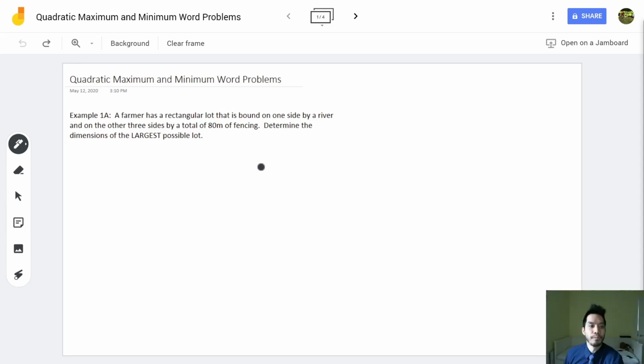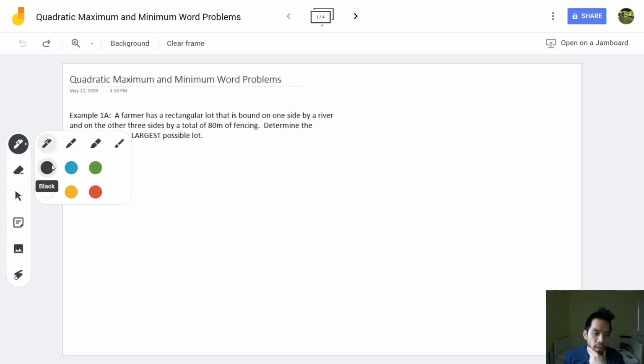Okay? So example 1a, a farmer has a rectangular lot that is bound by one side by a river, and on the other three sides by a total of 80 meters of fencing. Determine the dimensions of the largest possible lot. So the first thing I'm going to do, when it's a question that we can actually draw, I'm going to draw it so I can understand what's going on. So I saw that there was a river here. So I'm going to put the river in blue and draw a little river here.